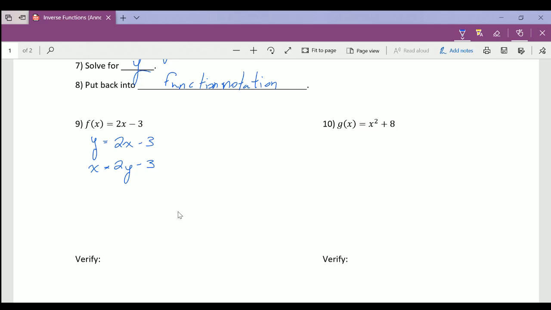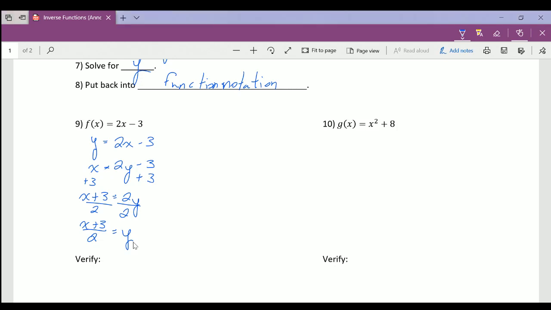And all you have to do now is just solve for y. This is really just practicing some of those Algebra 1 type skills. We'll add 3 to both sides of the equation. x plus 3 equals 2y. And then divide both sides by 2. So we've got (x plus 3) over 2 equals y.